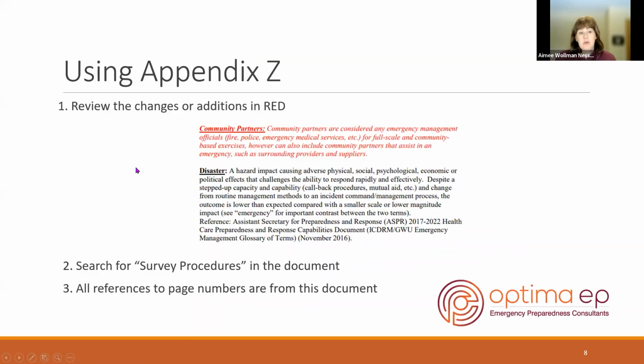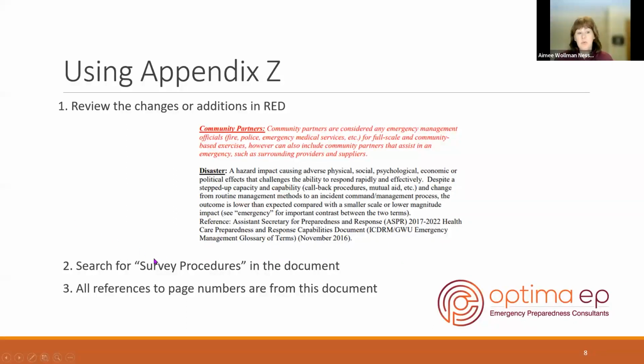The other thing that's very useful in Appendix Z is that the most recent changes are highlighted in red. And so you are able to scan through the document and see what has been added or what has been changed from a previous version. If you are new to emergency preparedness, you need to read the whole document and not just the red. Today, Brian and I are going to be talking about the changes, so the additions that are in red, but this is a fundamental document that you need to have a pretty good grasp of from a foundation level as well.